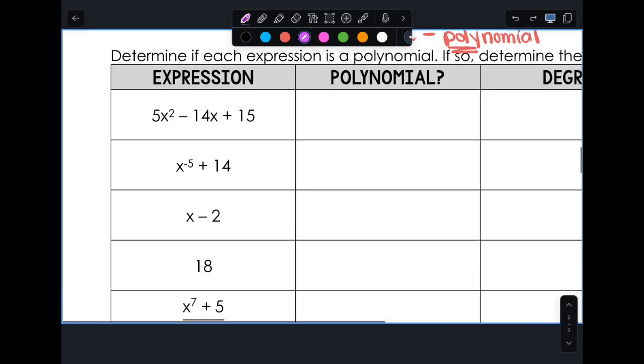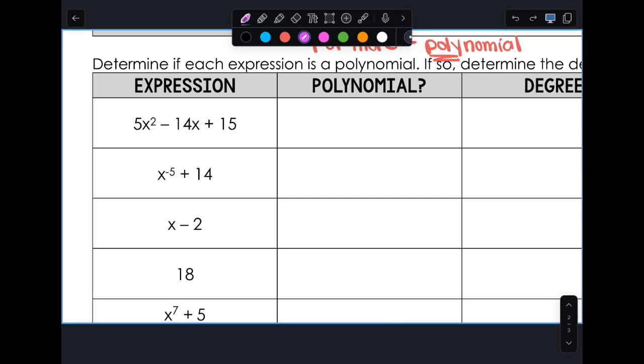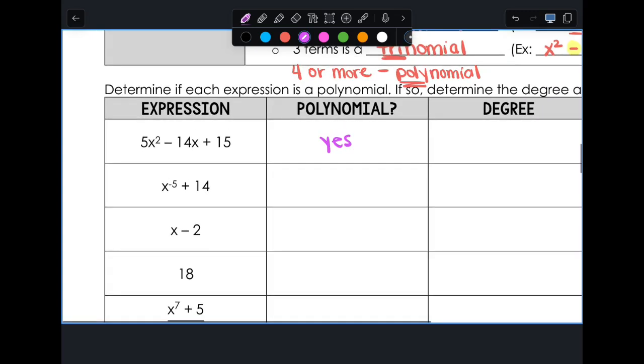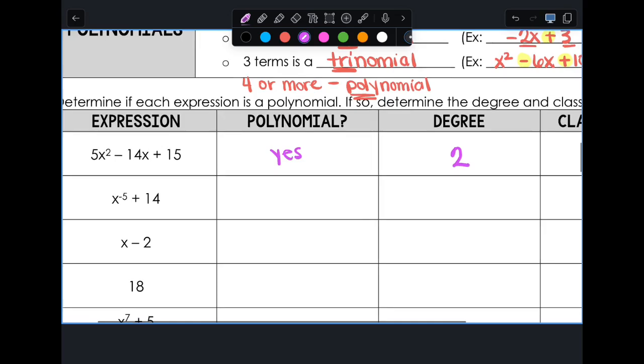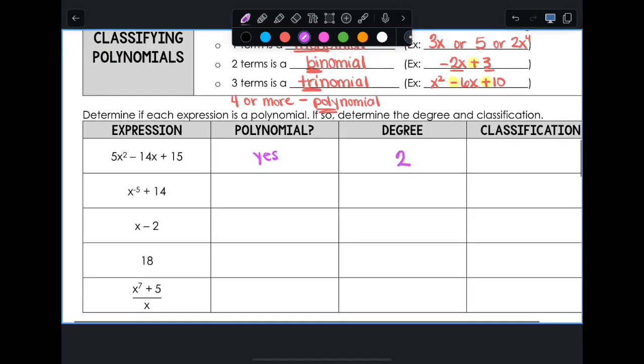All right, number 1. Is this a polynomial, yes or no? Yeah, just like what we did in the front. There is no variable in the denominator, so yes. What is the degree? 2. The highest exponent is 2. Now, specifically, what type of polynomial is it? Trinomial, because there are 3 terms. Trinomial. Okay. 1, 2, 3.